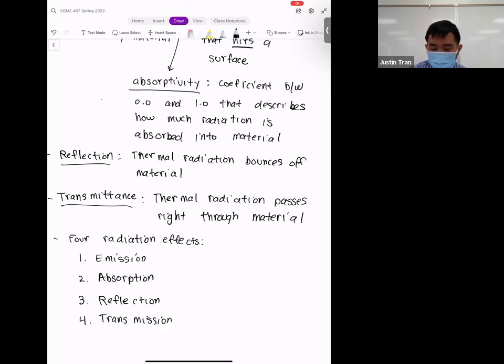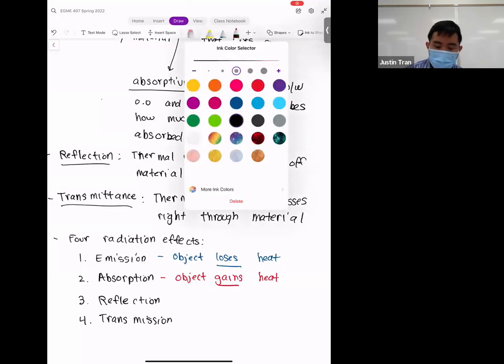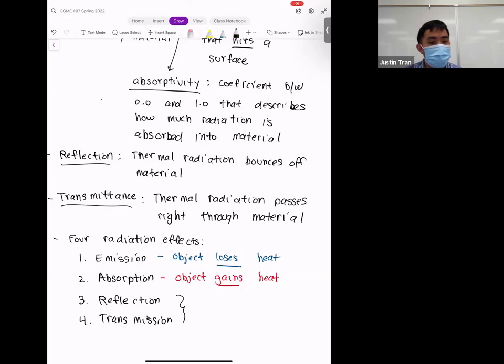Let me characterize these in terms of how they actually affect the thermal state of an object. When an object emits radiation, it's basically giving off heat. It's transferring heat from itself to its surroundings. So when we talk about emission, we talk about an object losing heat. Absorption is the opposite. Absorption is when an object takes on radiation and absorbs it into itself. When an object absorbs radiation, we say that it gains heat. Reflection and transmittance are when the thermal radiation basically has no effect on the object, no effect really in terms of heat.